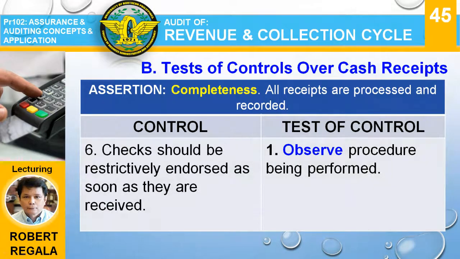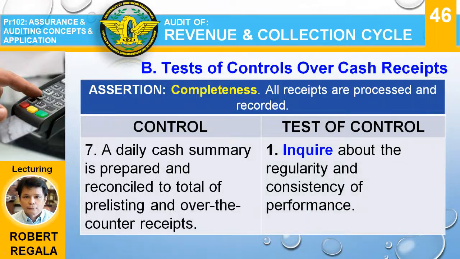Slide 45. The sixth control is described as checks should be restrictively endorsed as soon as they are received. This control prevents an unauthorized employee from gaining access to checks and cashing them, especially if the checks had been made payable to cash. To test this control over the assertions, the auditor observes the procedure being performed.